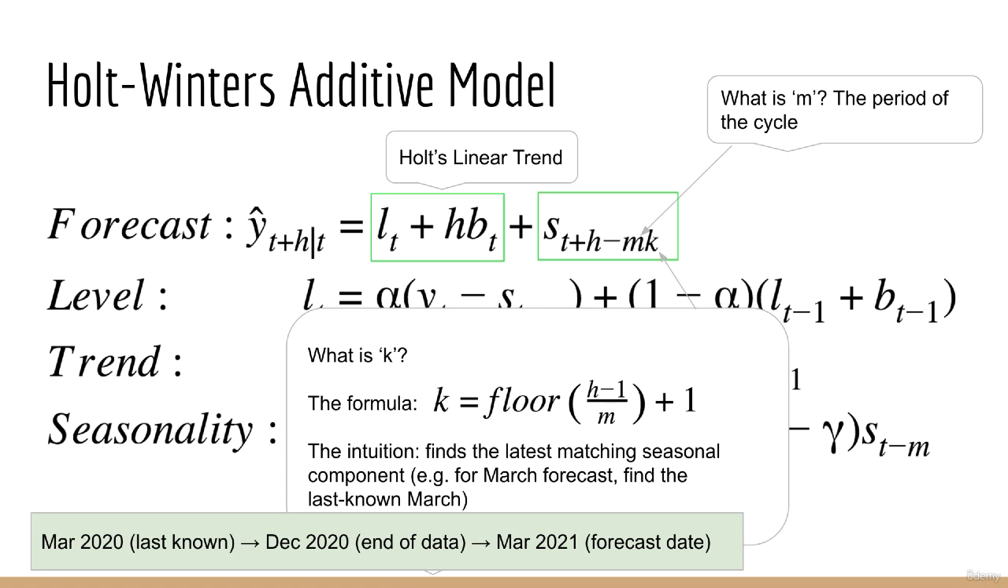We would not want to have, say, the seasonal component from November 2020, because that's an entirely different month, which includes Black Friday, which definitely includes data we don't care about in March. On the other hand, note that the level L and the trend B both come from time T, the latest measurement. Only the seasonal component looks further back in time to grab the appropriate point over the entire season.